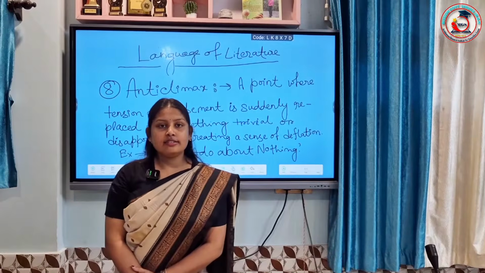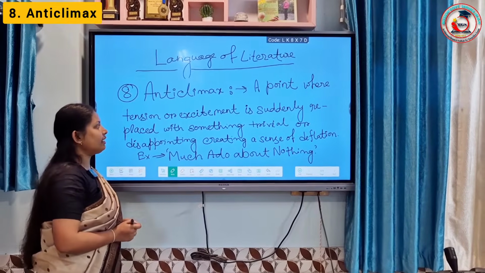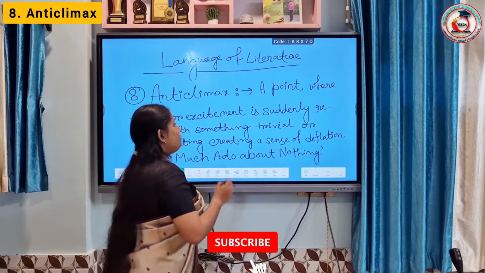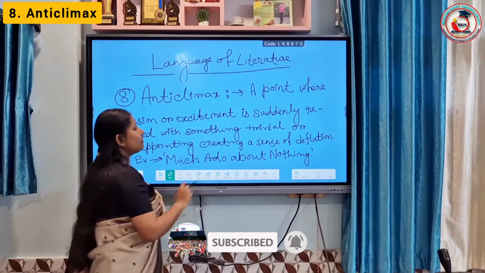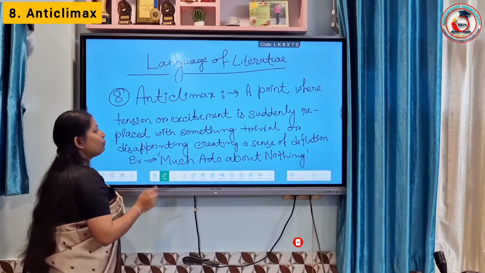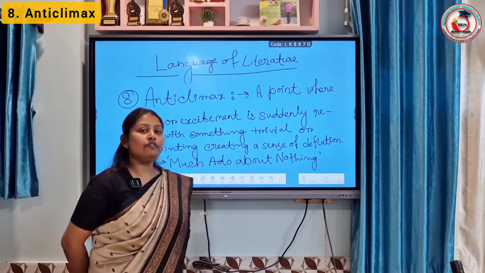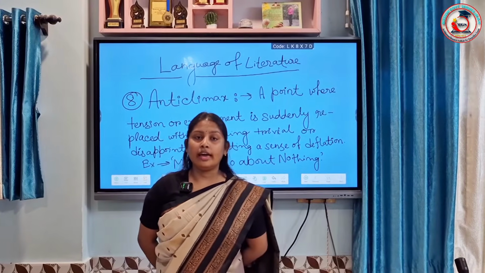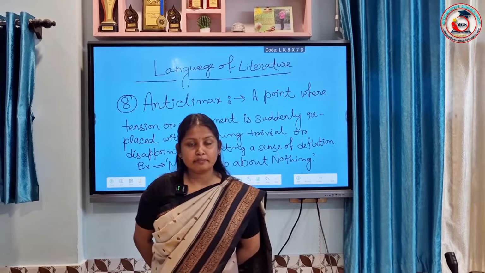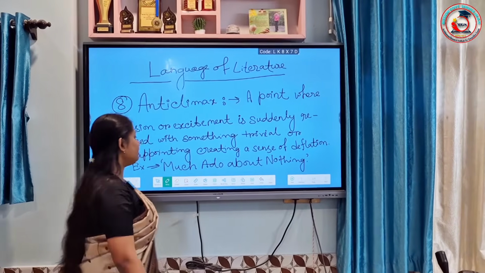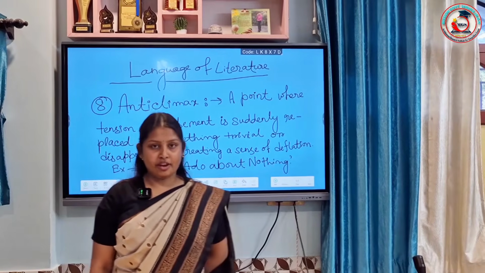And the last literary term we are going to learn is anticlimax. A point where tension or excitement is suddenly replaced with something trivial or disappointing, creating a sense of depletion is called an anticlimax. And an easy example of anticlimax is Shakespeare's Much Ado About Nothing, a comedy drama.